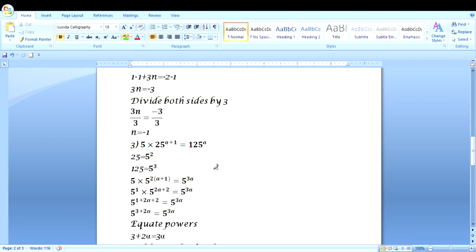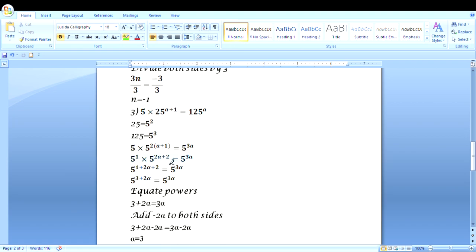That is for that. Let's look at number 3 question. 5 times 25 raised to the power alpha plus 1 is equal to 125 raised to the power of alpha. Here we need to express 25 and 125 with a common base of 5. So 25 is the same thing as 5 squared, while 125 on the right hand side is the same thing as 5 raised to the power of 3.